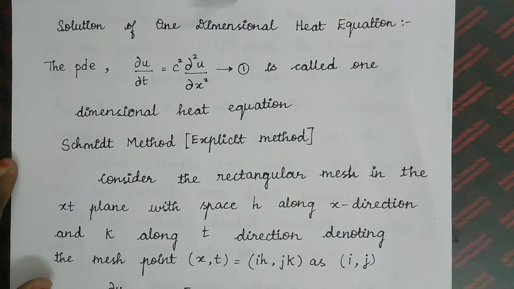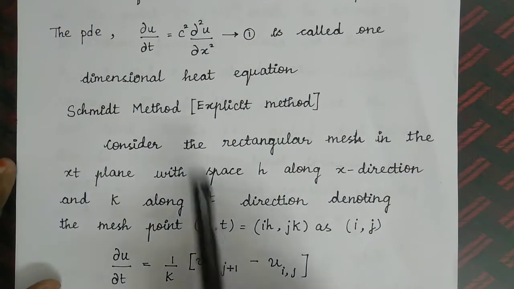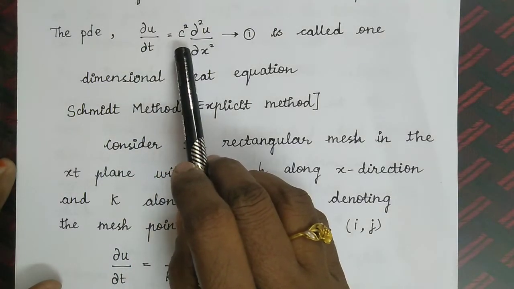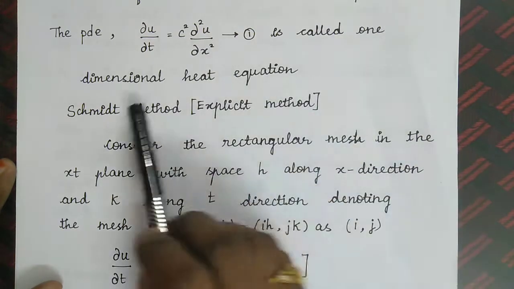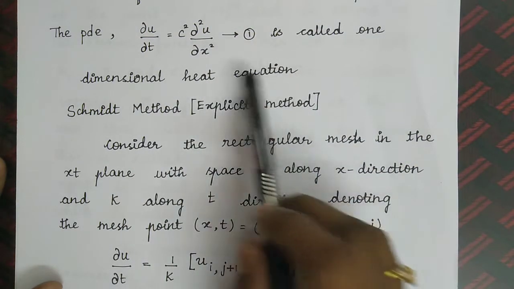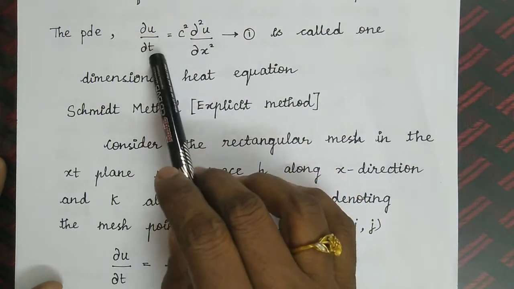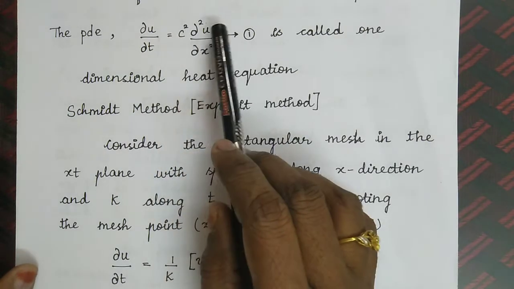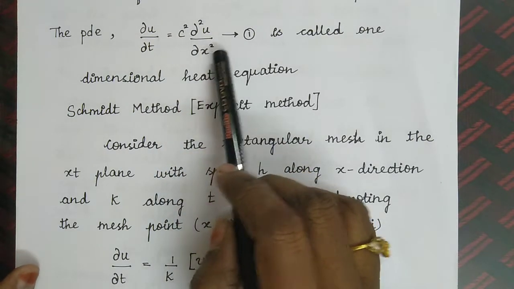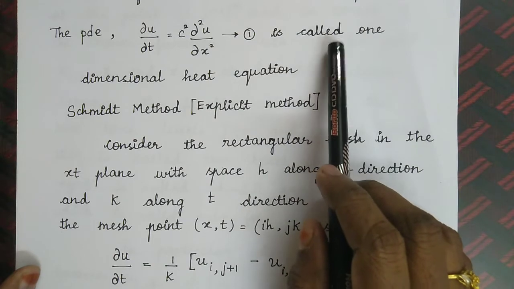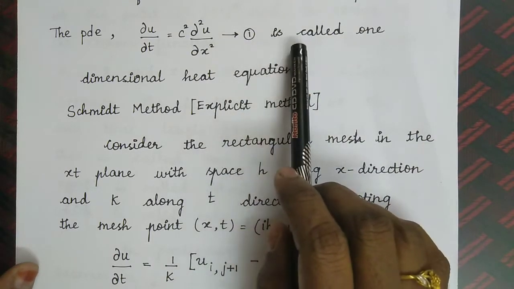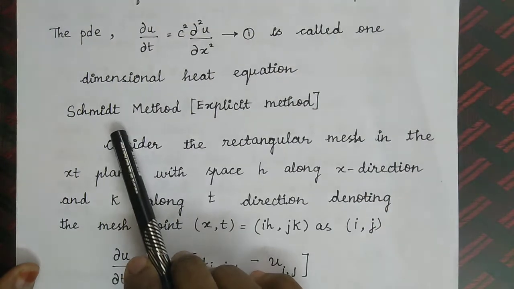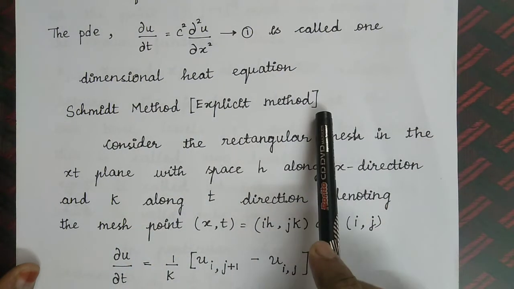The PDE, partial differential equation, of the form ∂u/∂t = c² ∂²u/∂x² is called the one-dimensional heat equation. Using this one-dimensional heat equation, we are going to see the problem. Under the one-dimensional heat equation, the method is called the Schmidt method or explicit method.